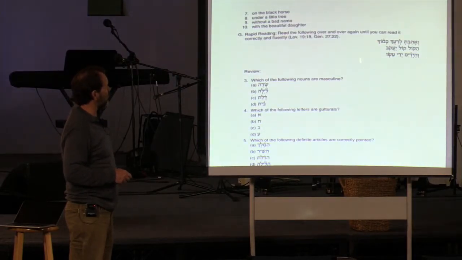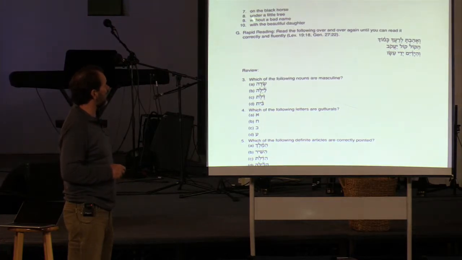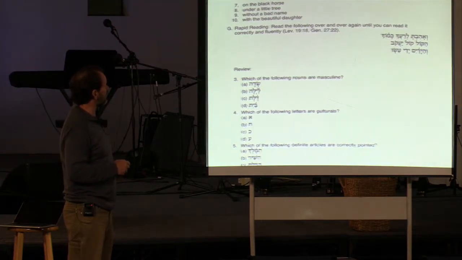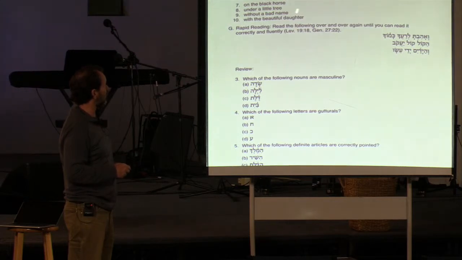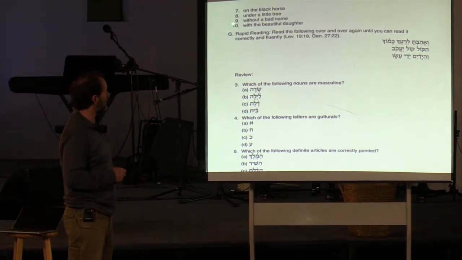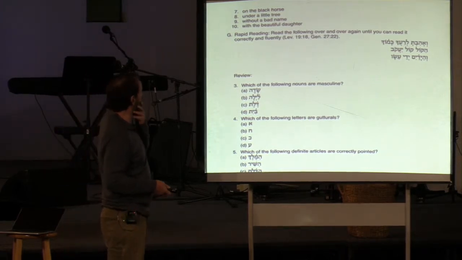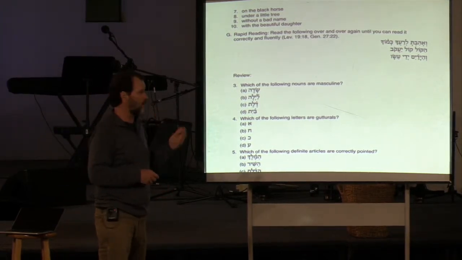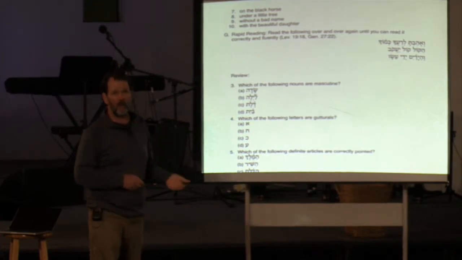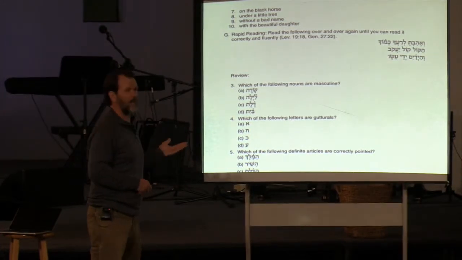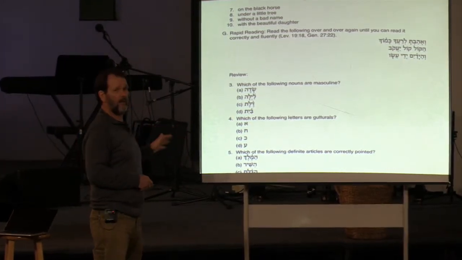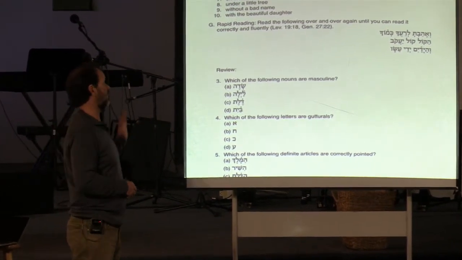Let's do the rapid reading and see if we can get through that, and then we can come back and at least maybe just work on these, on the black horse, under the little tree, without a bad name, with a beautiful daughter, okay? And just help you maybe understand, if you don't already understand, how it is to write that out in Hebrew, practice it without concerning yourself necessarily with the vowels.